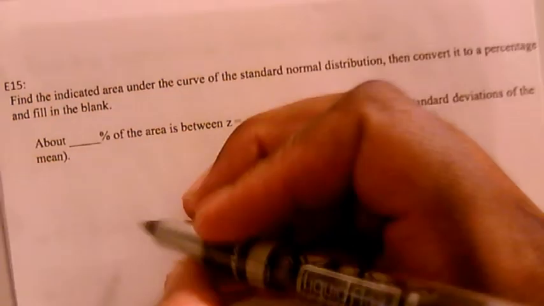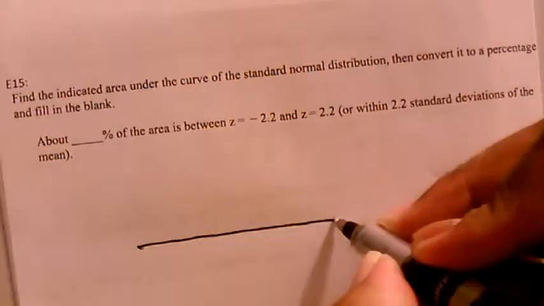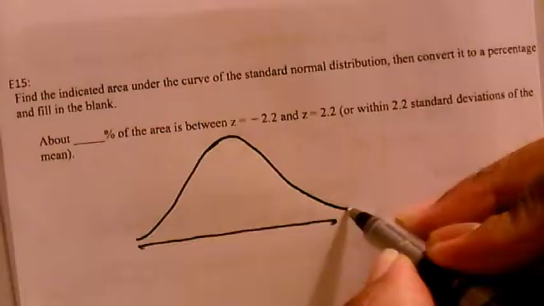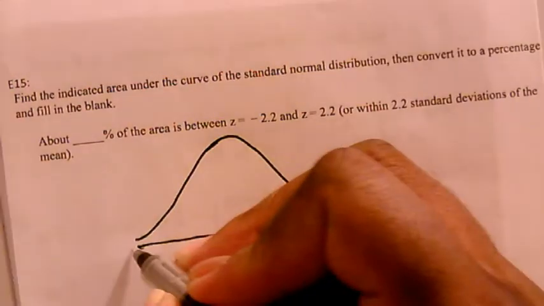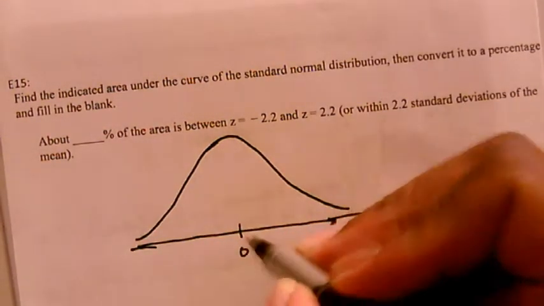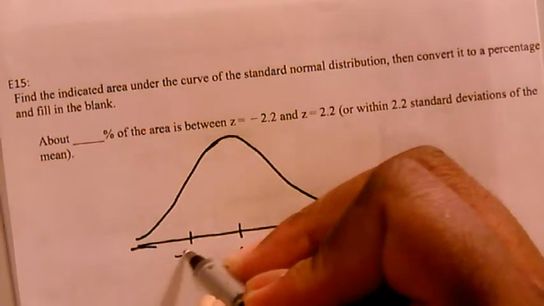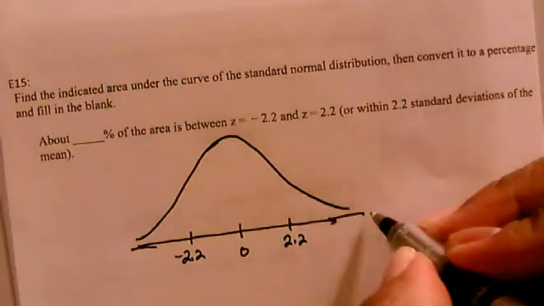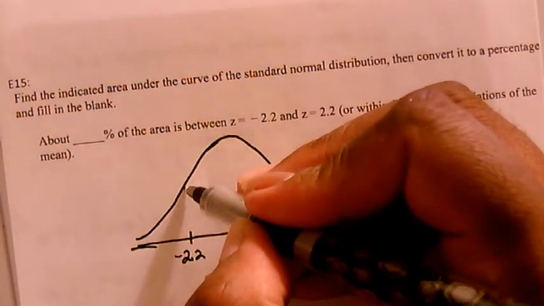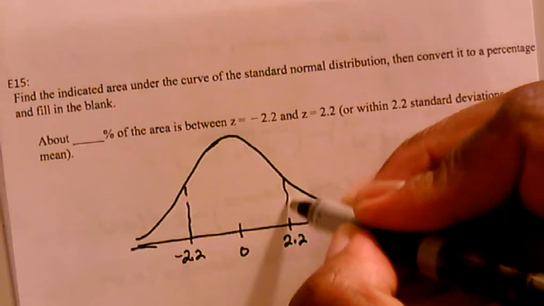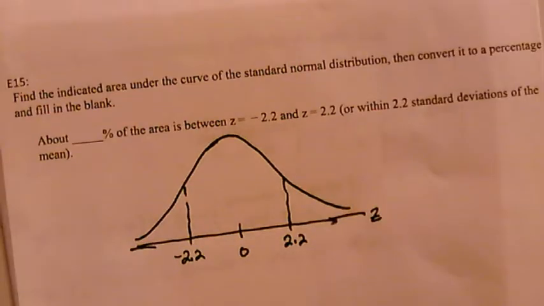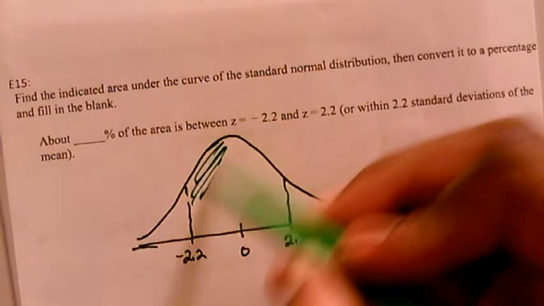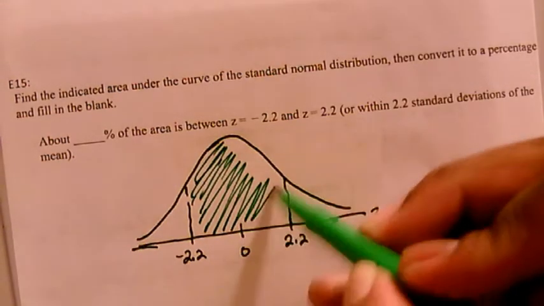It'll help to draw a normal curve to find out what we're trying to find here. Let's see. Here's 0. Negative 2.2 is on the left. 2.2 is to the right, and that's your z-scale. So, in reality, we're trying to find this area that's in between negative 2.2 and 2.2.